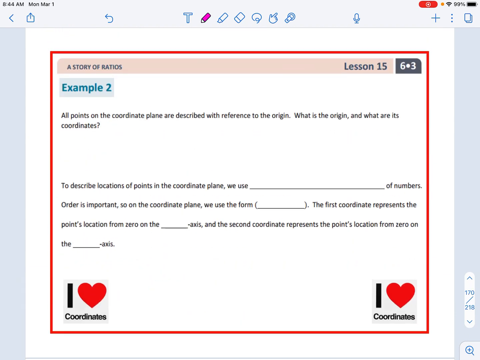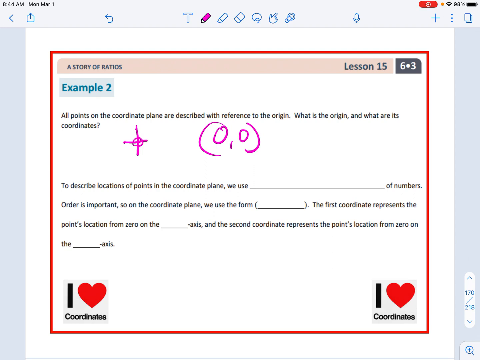Example 2 says all points on the coordinate plane are described with reference to the origin. What is the origin and what are the coordinates? So the origin is where the x and the y intersect, and the coordinates of the origin would be 0 and 0. It is in the middle.